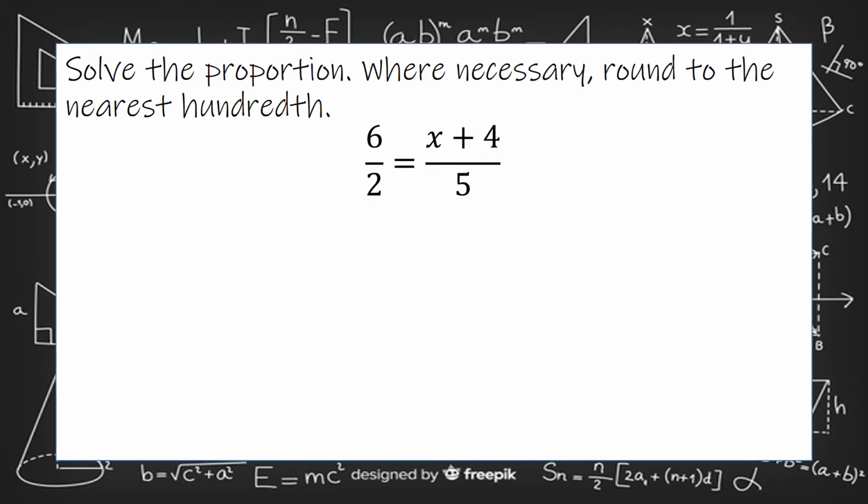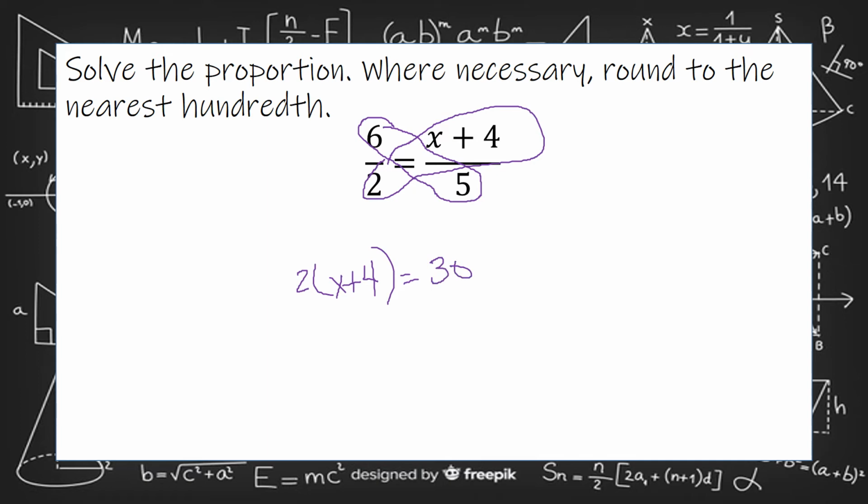Solve the proportion. Where necessary, round to the nearest hundredth. So we're going to cross multiply. 2 times x plus 4 equals 6 times 5. 6 times 5 is 30. So I'm going to distribute this 2, handing it to the x and to the 4. So 2 times x is 2x, and 2 times 4 is 8.